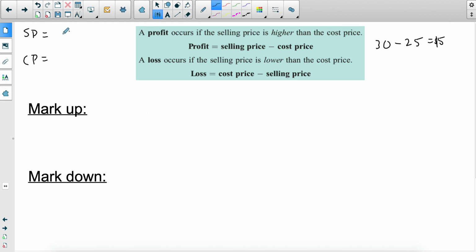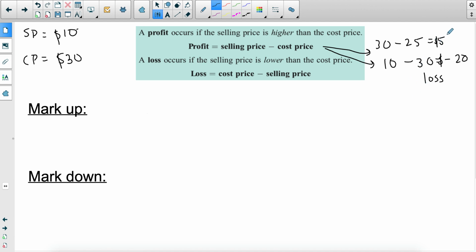Now, if I have another example where the cost price was, let's say again 30, and I'm selling it for, I'm sorry, it did cost me 30, but I'm only selling it for 10. If I'm going to use the first formula, it's going to be the selling price, which is 10, minus the cost price, which is 30. So that's going to give me a negative 20. Now, it doesn't make sense to have negative 20. So we're still using the first formula, so a negative profit means you're making a loss.